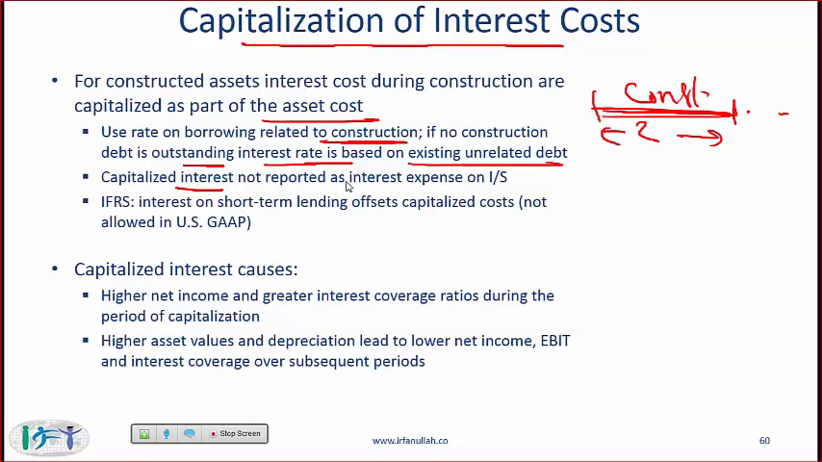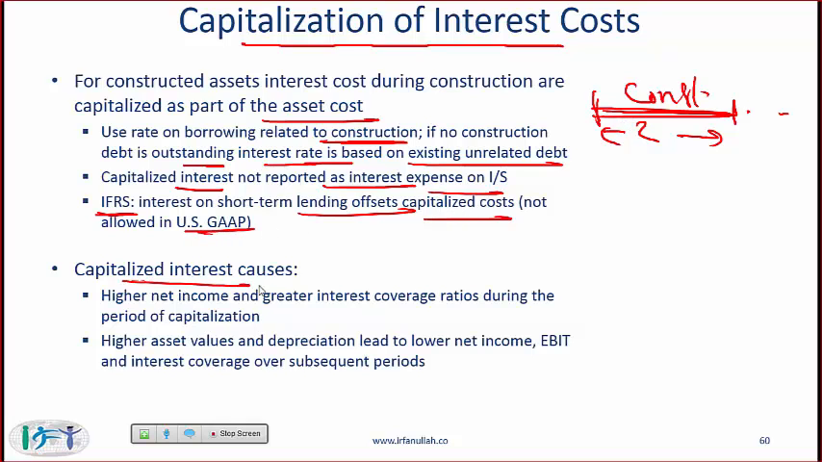The capitalized interest is not reported as an interest expense on the income statement because it is showing up as a value of the asset. IFRS says that interest on short-term lending offsets capital costs. So what does this mean? That you borrow 2 million and use that 2 million for construction. Obviously you are paying interest on the 2 million, but if that 2 million is sitting in your current account and you do get some interest, then according to IFRS, the interest that you get can offset the payments that you make. US GAAP does not allow that.